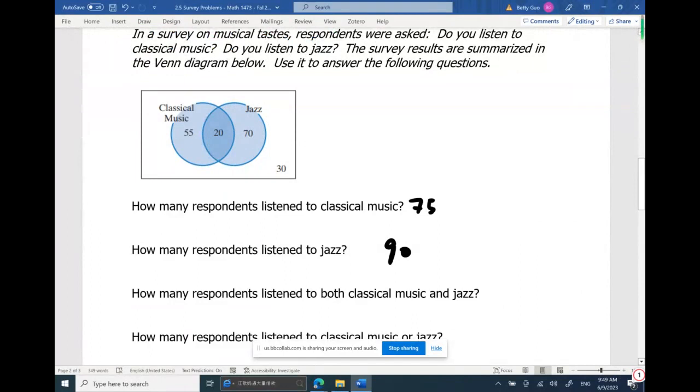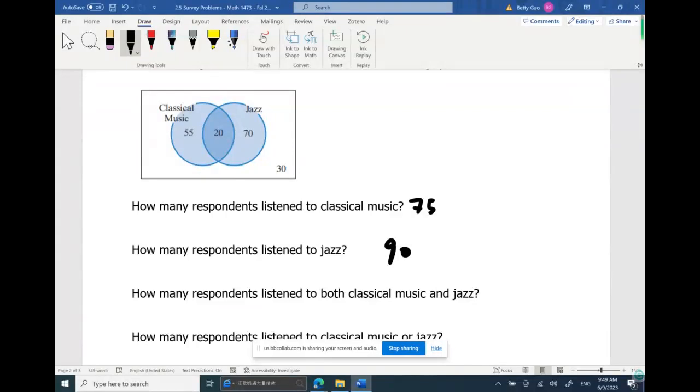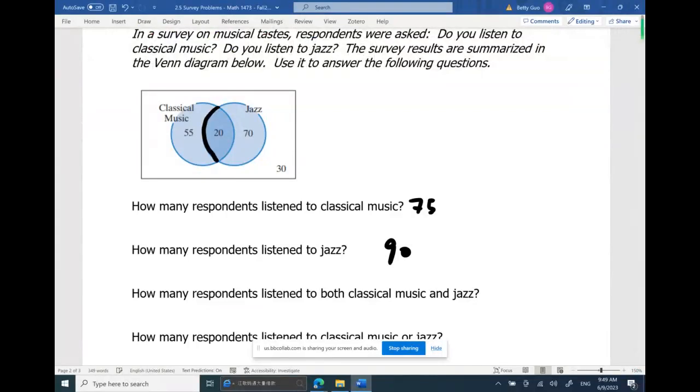Next part, how many respondents listened to both classical and jazz? Find the region. This region, the overlapping part, represents the set of respondents who listened to both. 20, right? Very obvious.